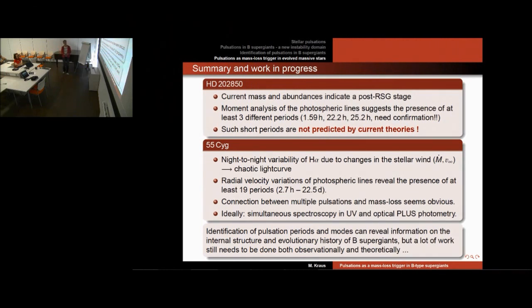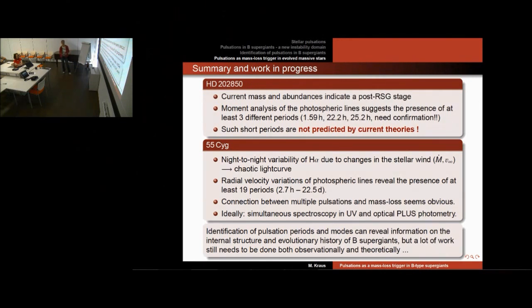Of course, the most ideal would be if we could have simultaneous spectroscopy in the UV, because the UV is much better in determining the wind parameters of stars, plus optical, plus photometry. Everything together, that would be a dream.